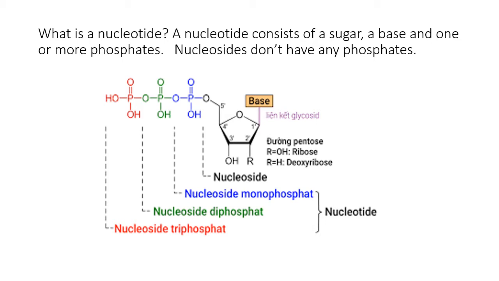But if I take my base and attach it to a sugar, that becomes a nucleoside with no phosphate. But if I add 1 or more phosphates to that, it becomes a nucleotide. So usually we're considering nucleotides, not nucleosides or free bases, but it's important to know the difference between those things. So now I'm going to take it apart and just talk about some of the properties of those different constituents of your nucleotide.